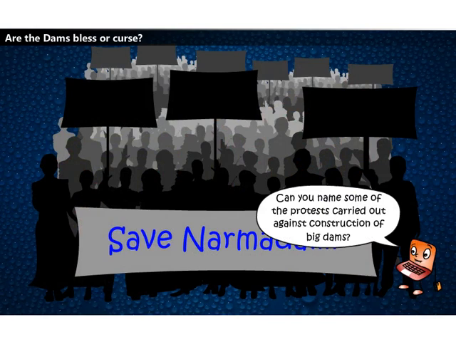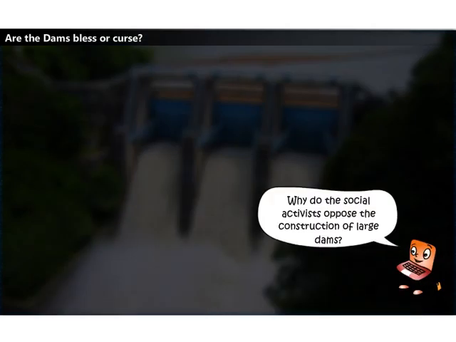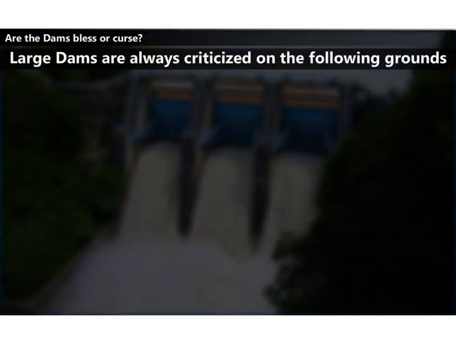Can you name some of the protests carried out against construction of big dams? Some of the river valley dams which are under scrutiny of social activists are Tehri Dam, Sardar Sarovar Dam, etc. Why do the social activists oppose the construction of large dams? Large dams are always criticized on the following grounds.